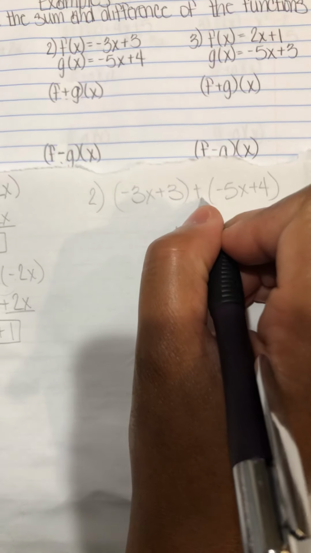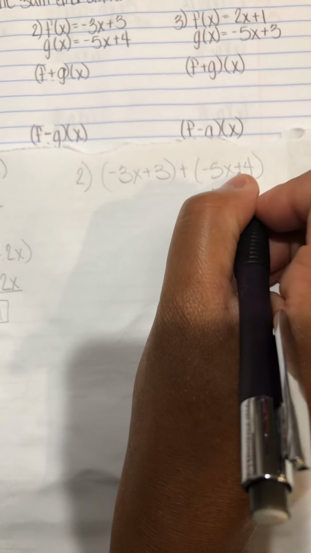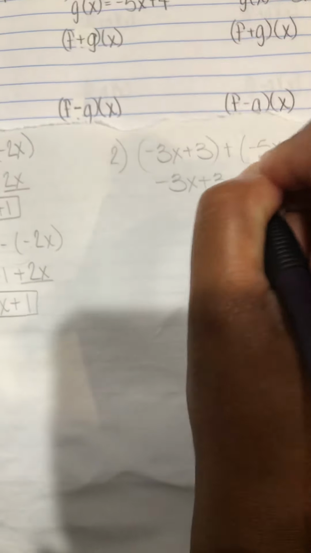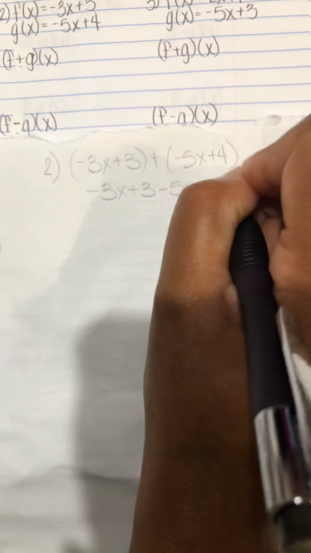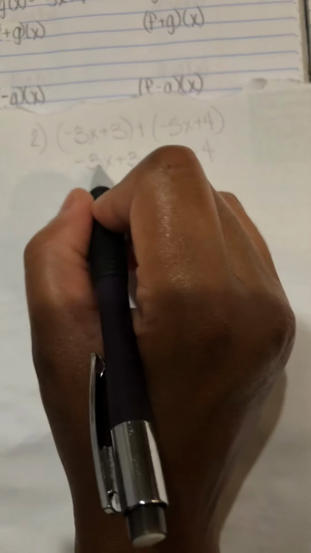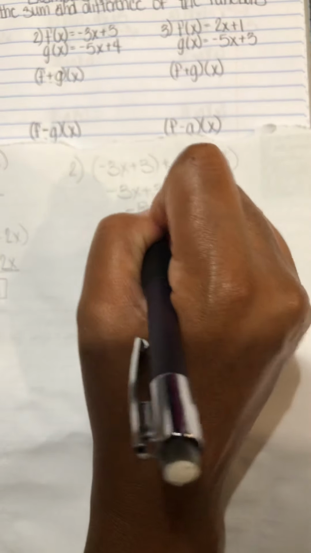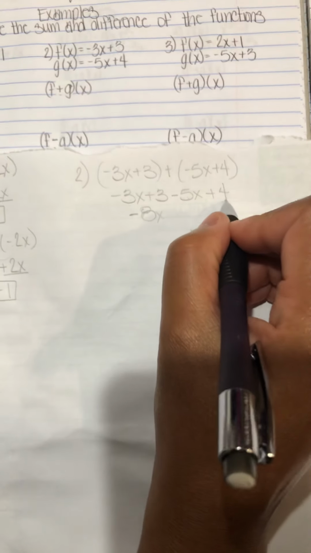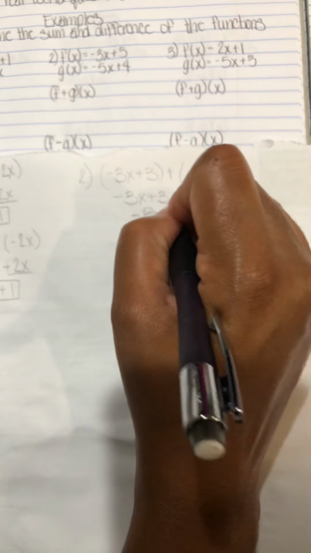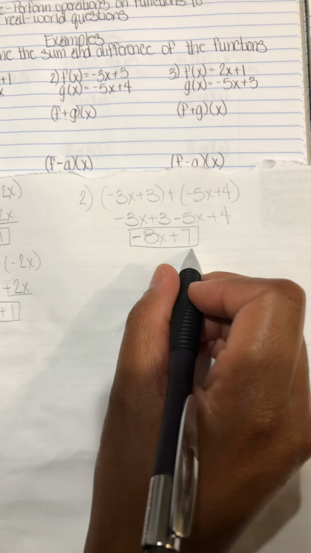Here, a plus sign does not change anything. So here I have a negative, it's going to stay negative. I have a positive, it will stay positive. So negative 3x plus 3 minus 5x plus 4. So a negative and a negative, remember when we have two negatives, what we actually do with the number is add them. So 5 and 3 gives me 8, so it's a negative 8. 3 and 4, 3 plus 4 gives me 7. So my answer is negative 8x plus 7.